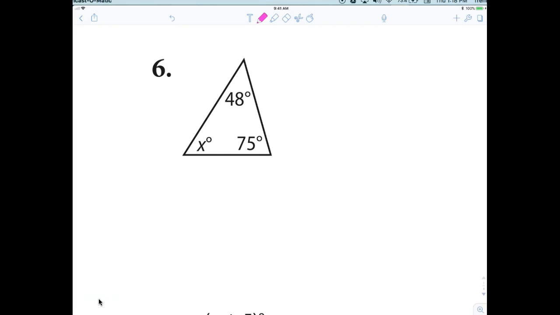All right, Caroline. Tell me what x is. X equals 57 degrees. And again, it is what? Acute and scalene. Acute. This is so easy.